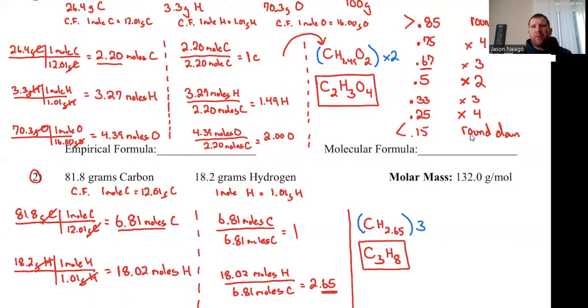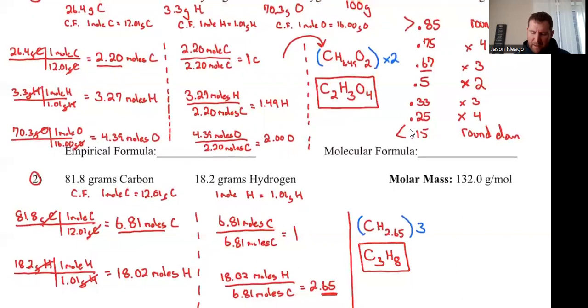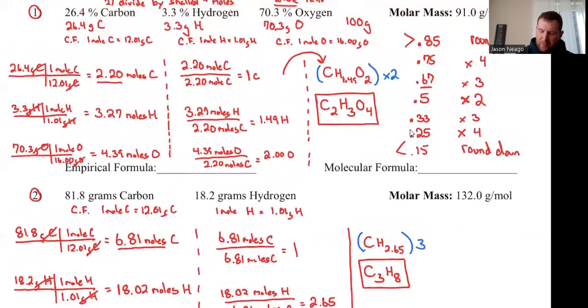So I'm going to stop the video here. We've gone through the steps for figuring out empirical formula. 3 steps: convert to moles. Once you convert to moles, divide by the smallest number of moles. And then once you've done that, you're going to construct your empirical formula. The biggest and trickiest thing is if it doesn't work out to whole numbers, you have to use this information. If it's above 0.85, you need to round up.